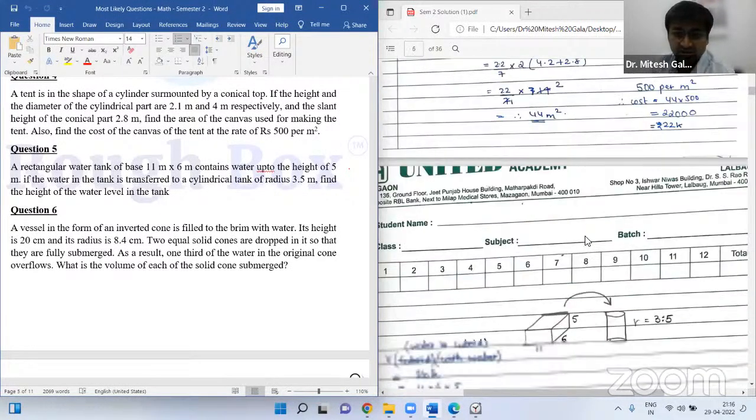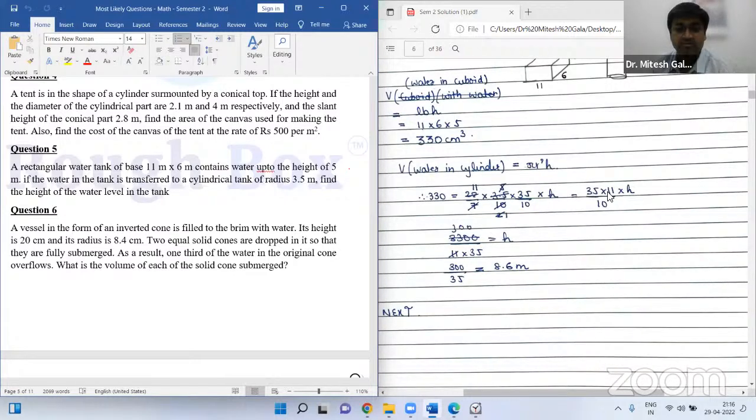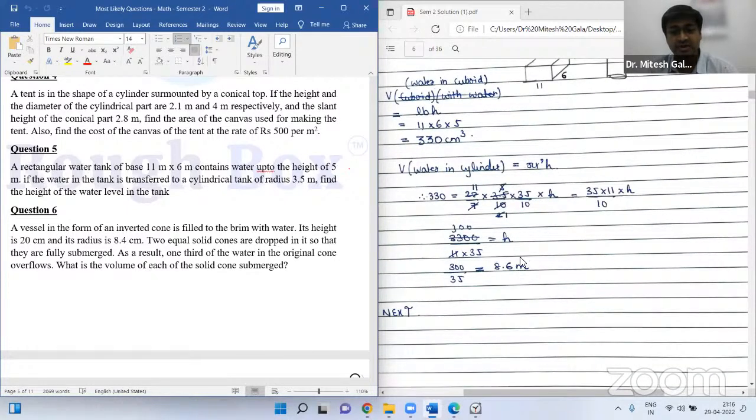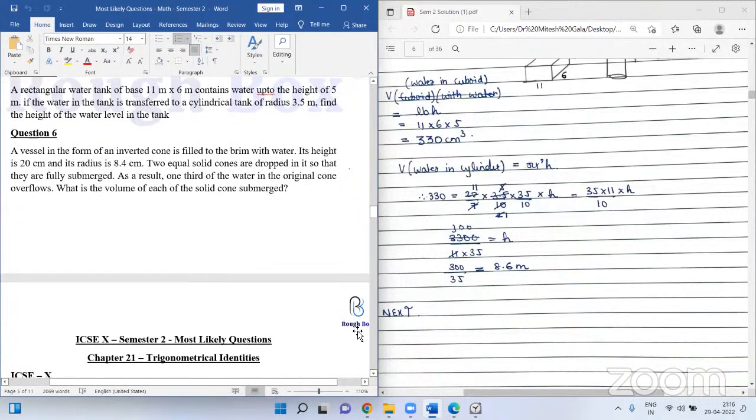Okay, let's look at the solution for the next one. You have a rectangular tank and the water is being pushed into the cylinder. So the same volume is going to be there: volume of the tank equals the volume of the cylinder. Accordingly, you'll get the height in the cylinder, which should be 8.6. Anybody getting 8.6 as the height? Yes, sir, correct. Very good.